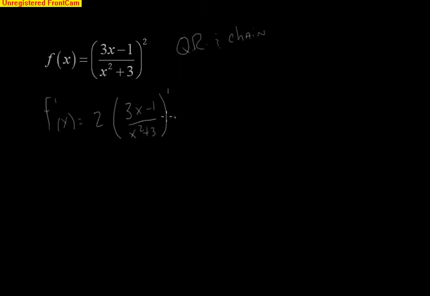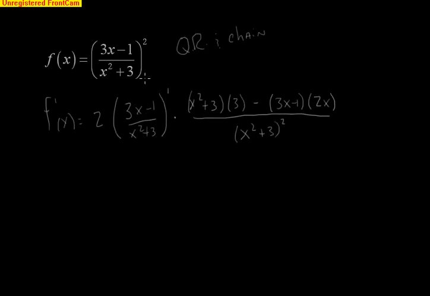Now the derivative of the inside is your quotient rule. So again, that's bottom, x squared plus 3, times the derivative of the top, 3, minus the top, 3x minus 1, times the derivative of the bottom, 2x, all over the bottom squared, x squared plus 3.